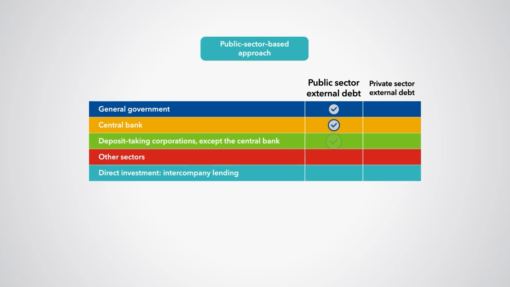It also includes selected debt liabilities of deposit-taking corporations except the central bank, other sectors, and some intercompany lending. The private sector includes the external debt liabilities of deposit-taking corporations except the central bank, other sectors, and intercompany lending that are not covered in the public sector.